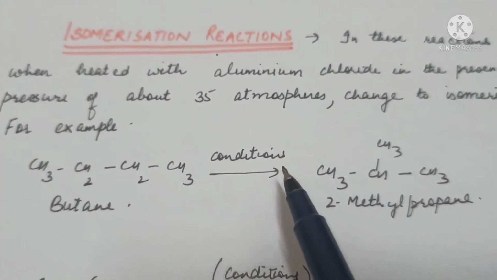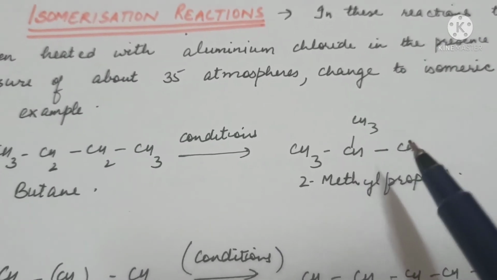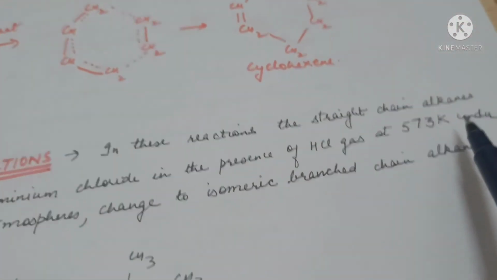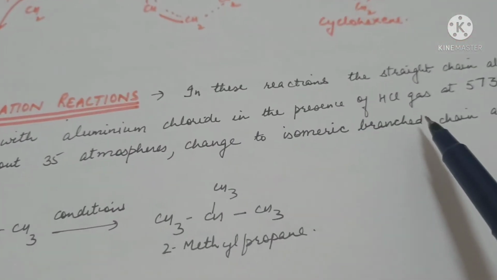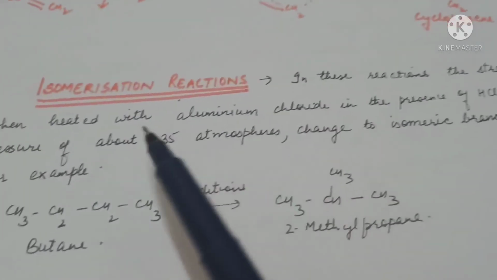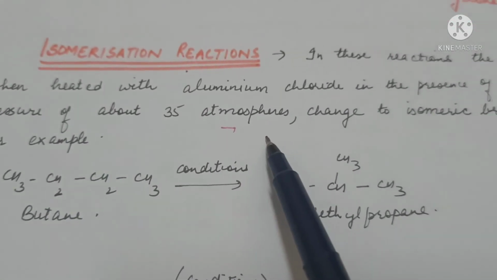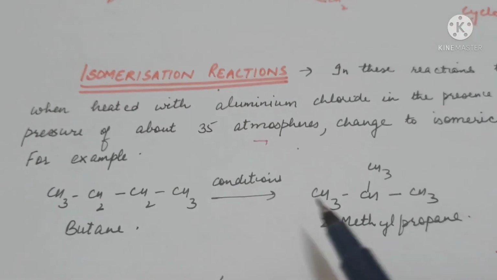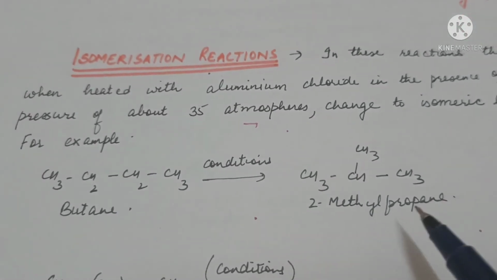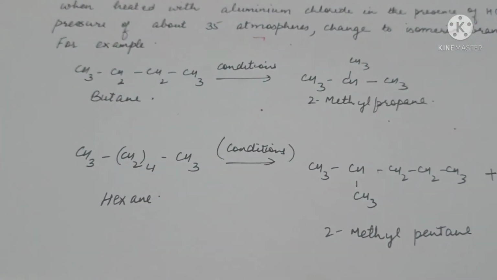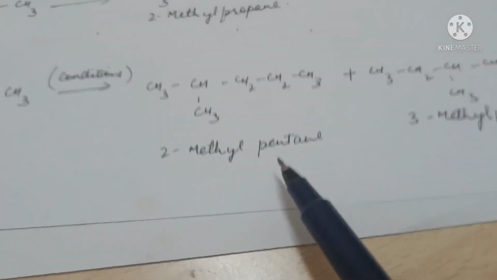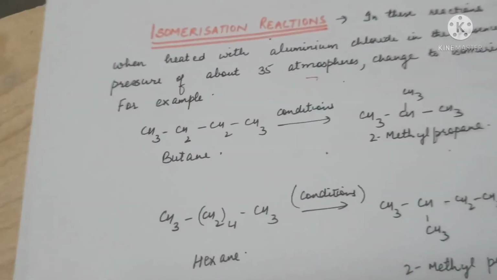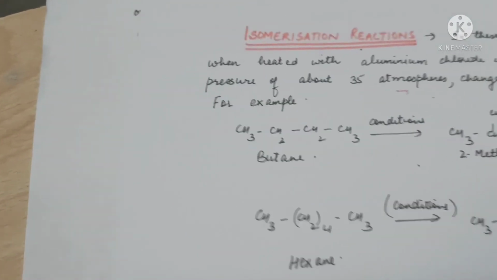Isomerization reaction. So under suitable conditions, we make a product which is an isomer of the reactant. For example, butane, when heated with aluminium chloride in presence of HCl gas at 573 Kelvin and at a pressure of 35 atmosphere, will change into isomeric isobutane or 2-methylpropane. So this reaction is called isomerization reaction because an isomer of the reactant is formed. Similarly, hexane can be changed under suitable conditions into 2-methylpentane or 3-methylpentane, which are isomers of normal hexane.